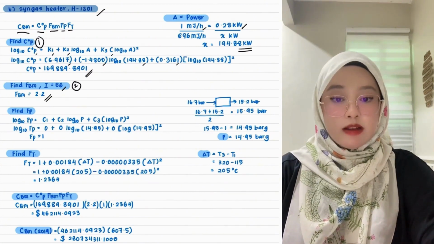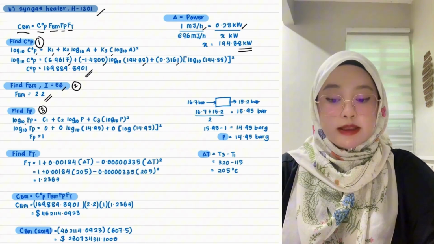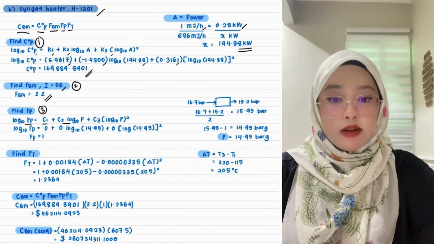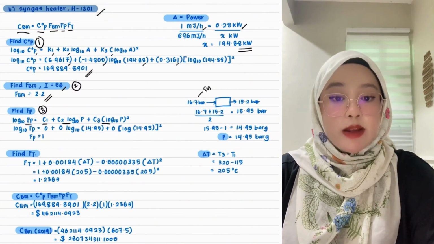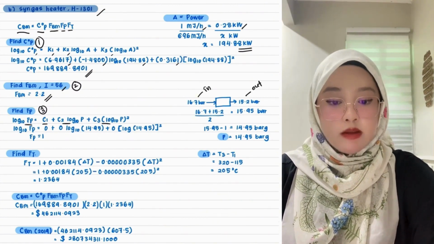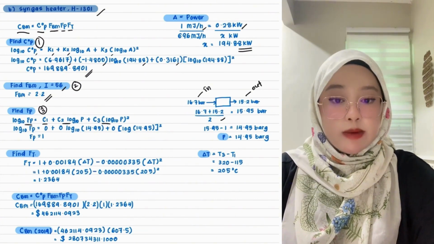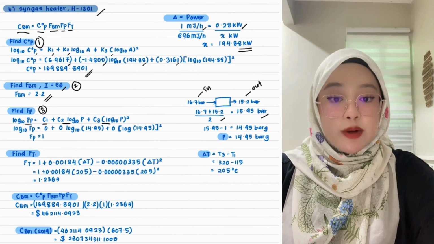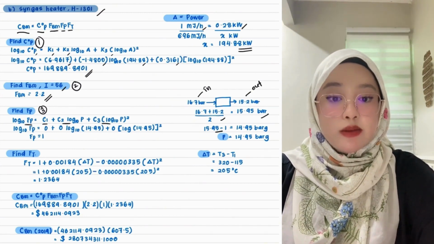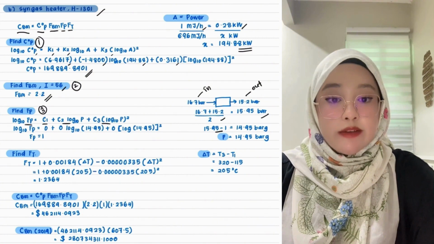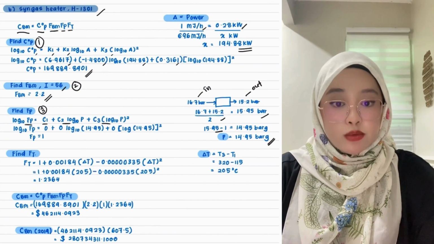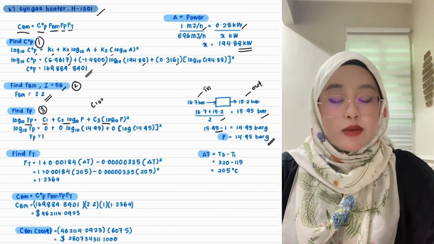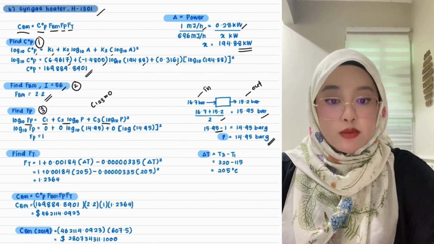The third step is to find FP. FP equation is log 10 FP equal to C1 plus C2 log 10 P plus C3 log 10 P squared. But before we use the equation, we have to find the pressure first. Pressure in of the heater is 16.7 bar and pressure out of the heater is 15.2 bar. Calculate the average of both pressures and we get 15.95 bar. Just minus it with 1 to get it into bar gauge unit, which we get 14.95 bar. Since the pressure is less than 20, we use C1, C2, C3 equal to 0. Put it into the equation and we should get FP is equal to 1.